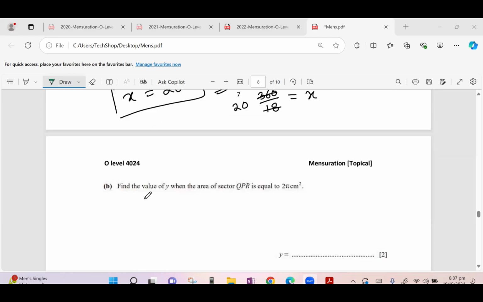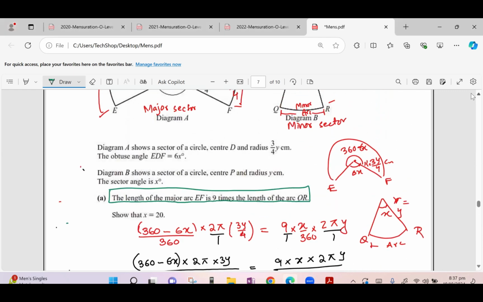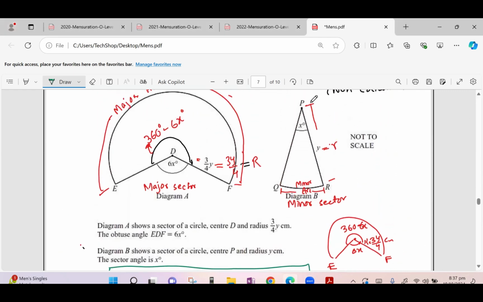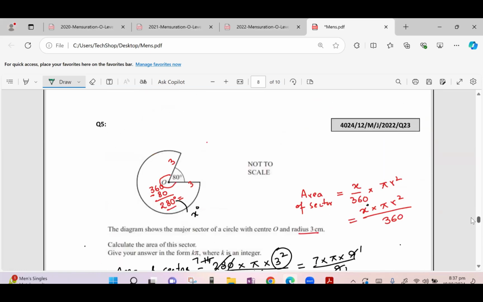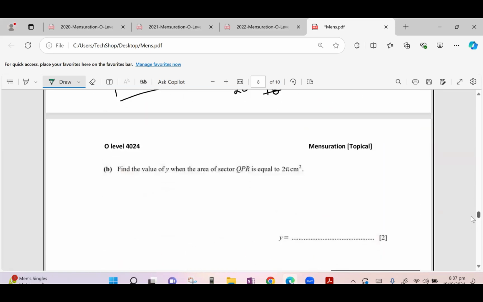Can you read part B here? Find the value of y when the area of sector QPR is equal to 2 pi centimeters squared. All right. So check where the sector QPR is basically. Sector QPR is basically this minus sector. Yes. I am going to copy this diagram. Sector QPR, where is it in the question? Right.